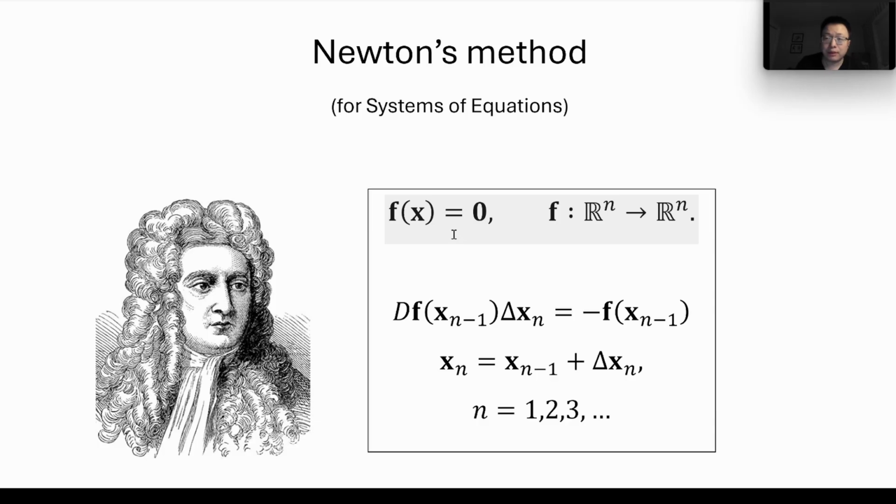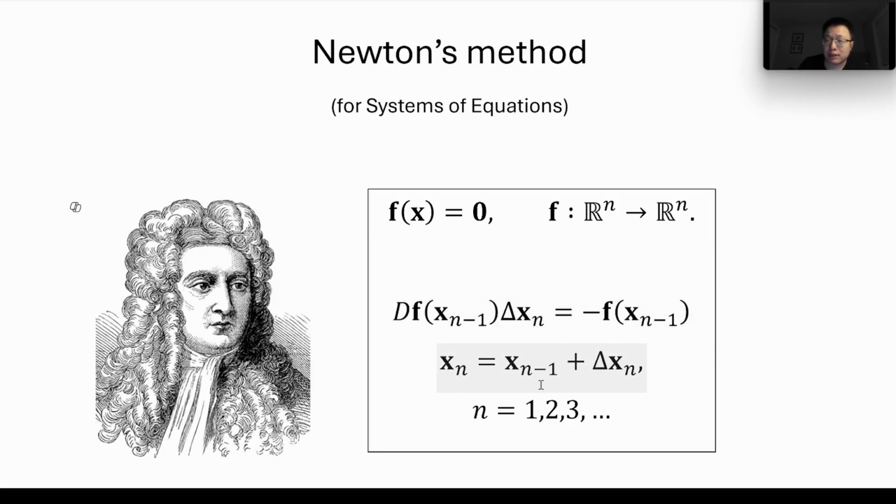In general, such a system of equations does not have a closed form solution, so some kind of approximate method has to be used. And these are the steps for Newton's method. First we're going to solve a system of linear equations, which is much simpler. This Df of x_{n-1} is a matrix. Delta x_n is an unknown vector. So the first step in Newton's method is to always solve a linear equation.